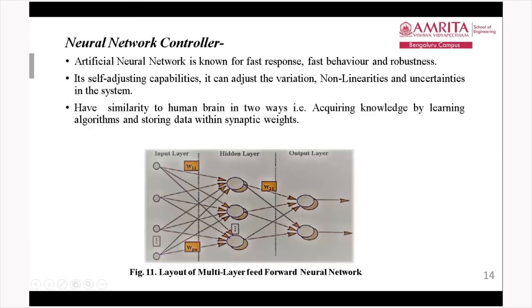For neural network, the artificial neural network is known for fast response, fast behavior, and robustness. Its self-adjusting capabilities can adjust to variations, nonlinearities and uncertainties in the system. It is similar to the human brain in two ways: acquiring knowledge by learning algorithms and storing data with synaptic weights.